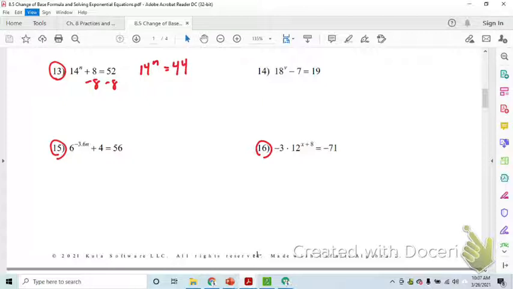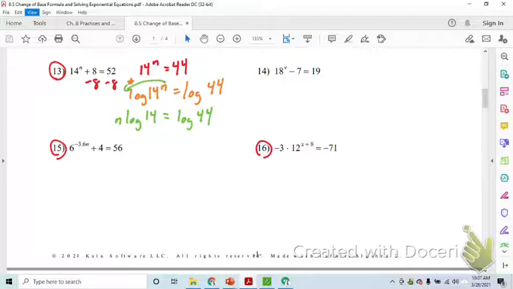Now what I've just done is I've gotten the number to the variable by itself. So now at this point, at this step, I have to take log of each side. So log of 14 to the n is equal to log of 44. Now, I have to take this power, bump it out front. So n log of 14 equals log of 44.